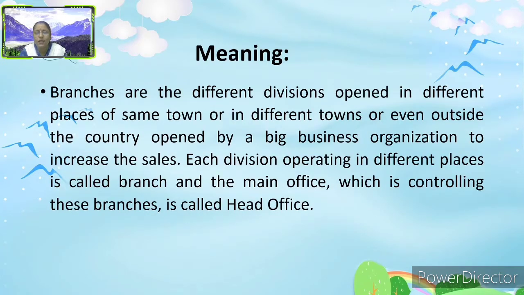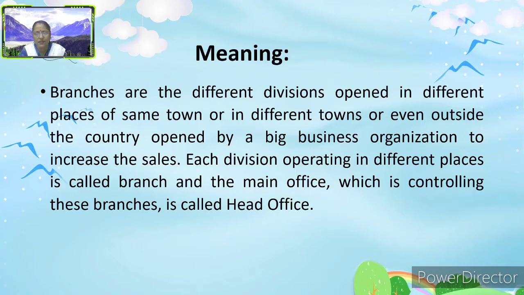Now let us see the meaning. Branches are the different divisions opened in different places of the same town or in different towns or even outside the country, opened by a big business organization to increase the sales. Each division operating in different places is called the branch, and the main office which is controlling these branches is called the head office.